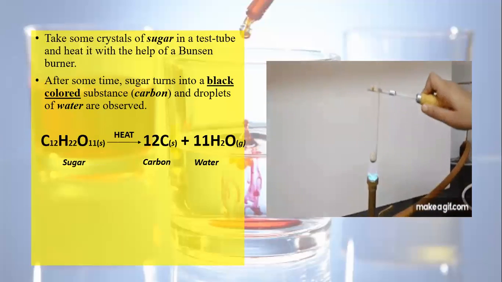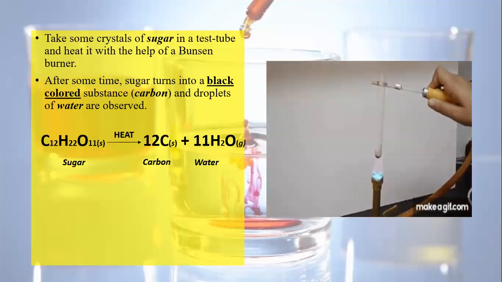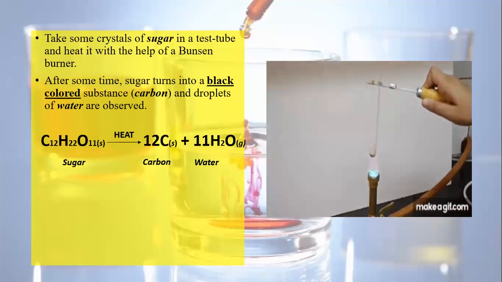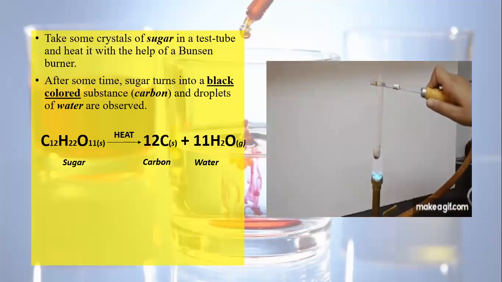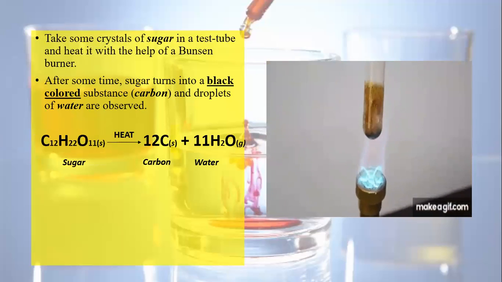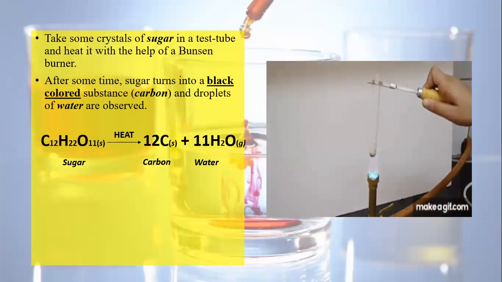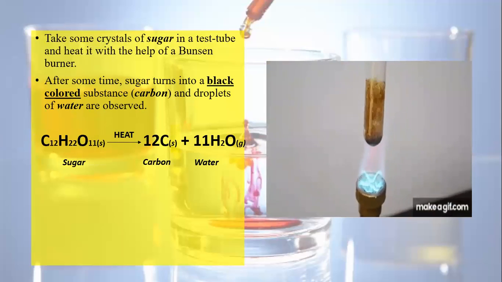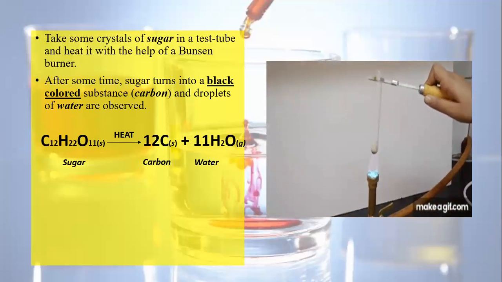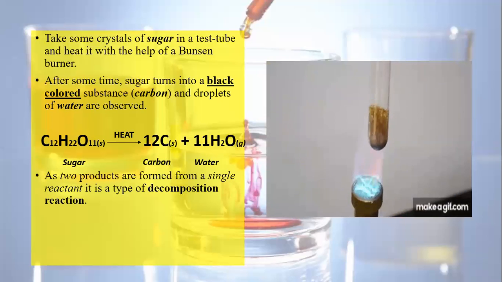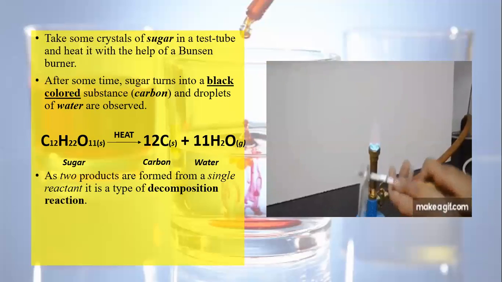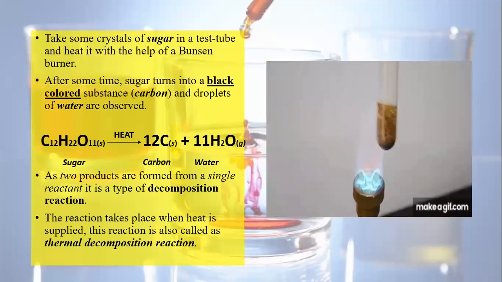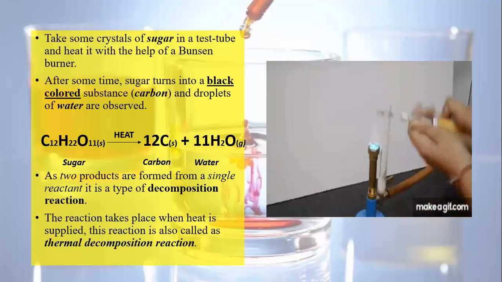And the reaction is this: sugar, which is C12H22O11, due to heat energy, at the end we are left with only carbon and water vapor is released. What we can say over here, a single reactant, that is sugar, breaks down to give us two different products, that is carbon and water vapor. So this reaction is called a decomposition reaction. But over here, decomposition takes place because of heat energy, hence it is called a thermal decomposition reaction.